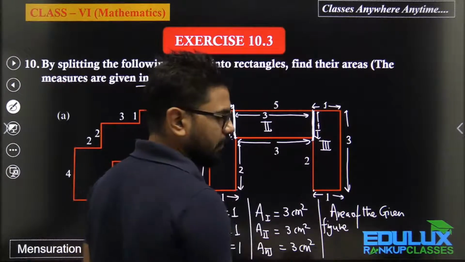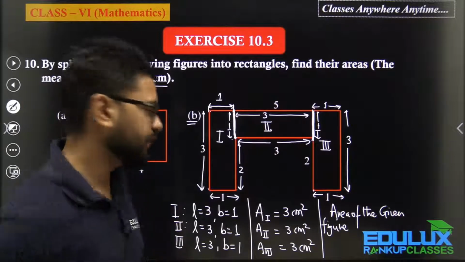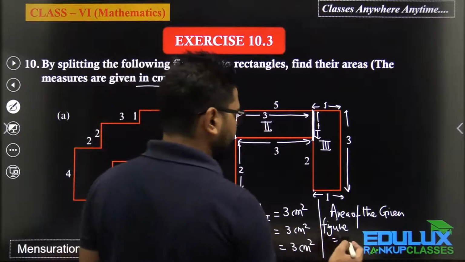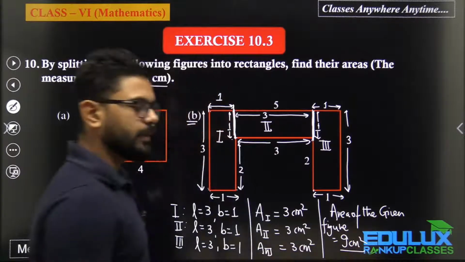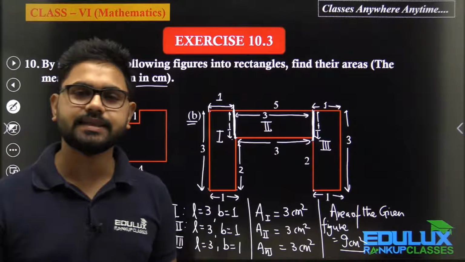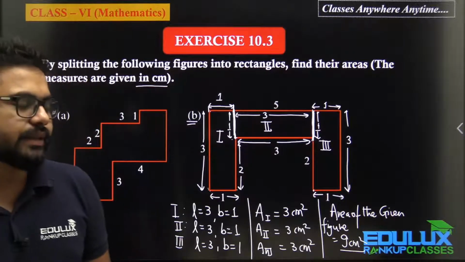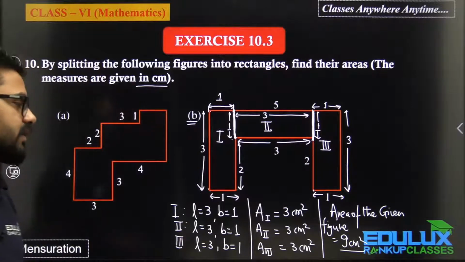This means area of first rectangle plus area of second rectangle plus area of third rectangle, and they will add up to 9 centimeters square. As we all know, 3 plus 3 plus 3 is equal to 9, or you can say 3 times 3 is equal to 9 centimeters squares. Okay, these are the required answers for these two figures A and B that we have done here.